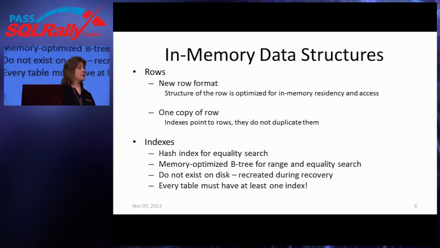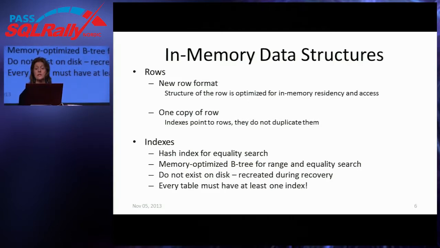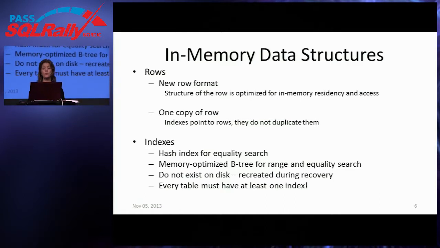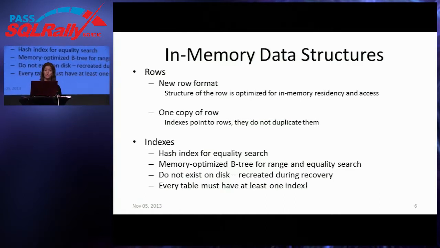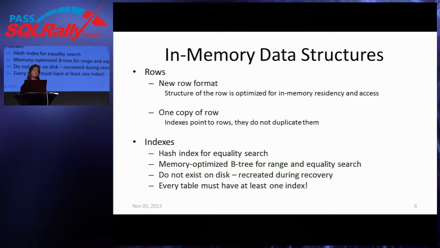more time on that. But the two flavors of indexes we have are hash indexes, which are optimized for equality searching, looking for one specific value. And we have a whole new structure for B trees. They're actually called BW trees. We'll see that on a subsequent slide, and that's what's used for range searching and for ordered scans.